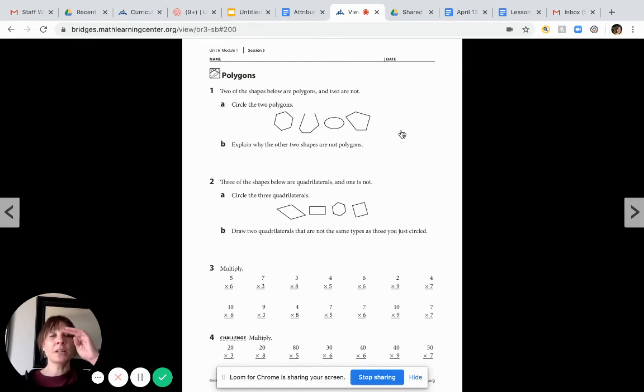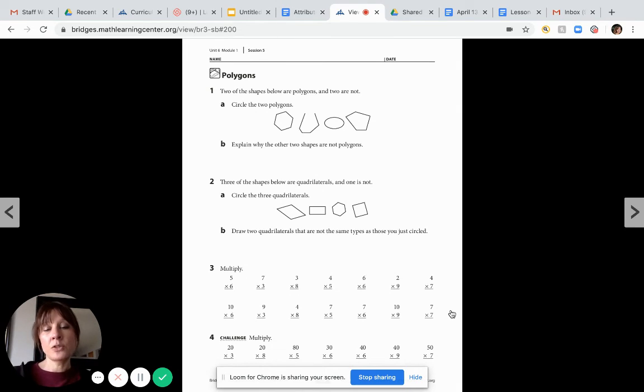Now, today's worksheet. In number 1, you're going to look at these shapes and determine which 2 shapes are polygons and which 2 are not. Then you are going to explain why the other 2 shapes are not polygons. In number 2, you're looking at which shapes are quadrilaterals and which one is not. Draw 2 quadrilaterals that are not the same types as those you just circled.